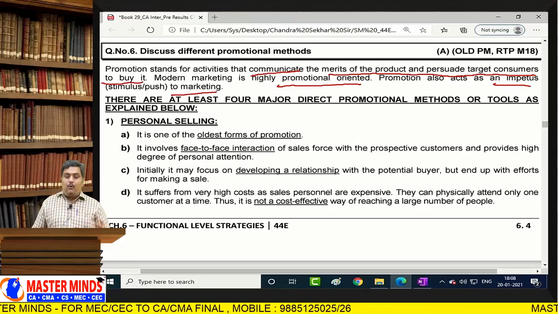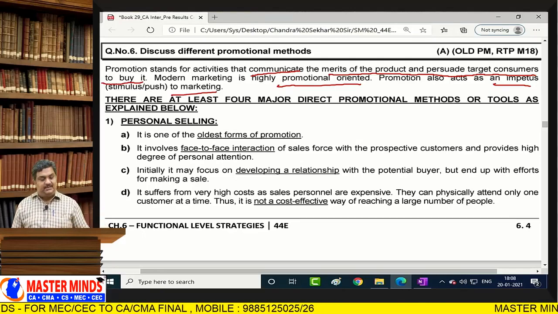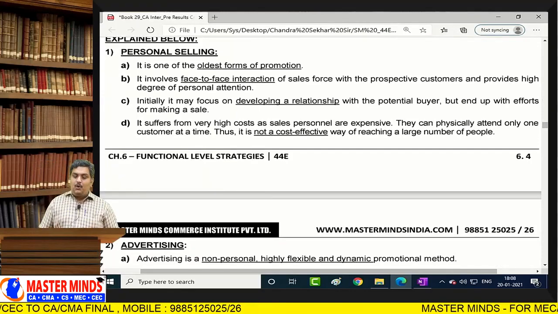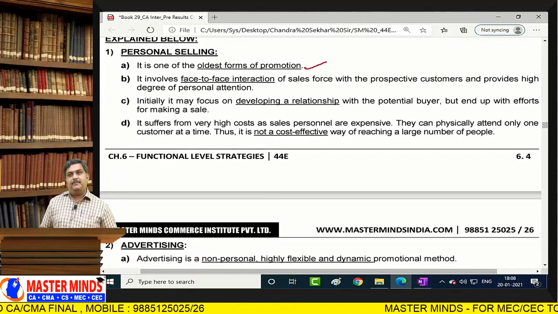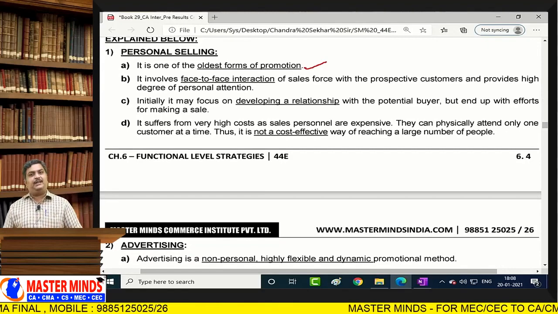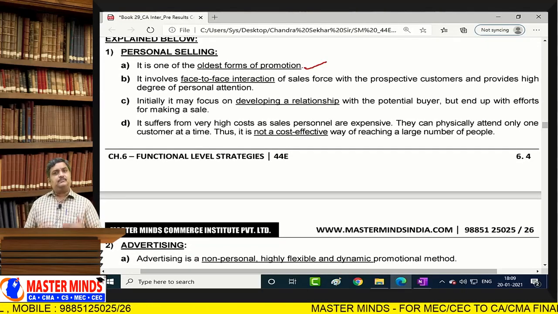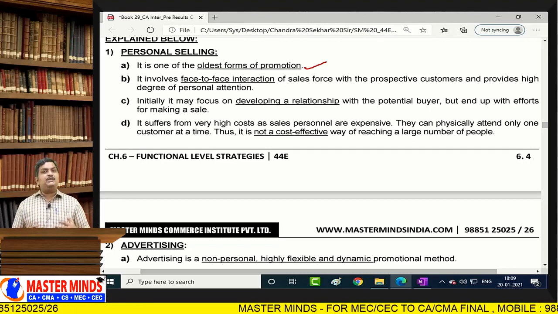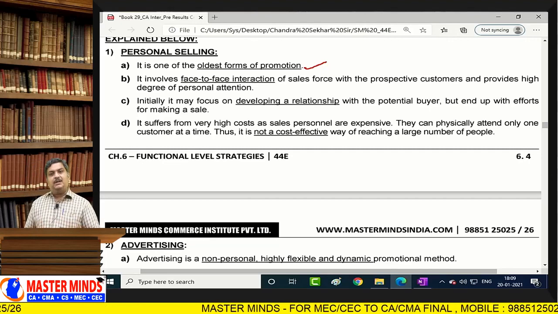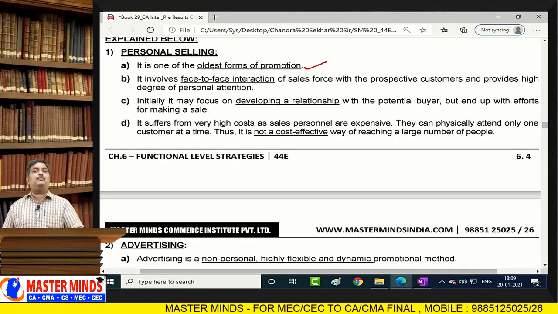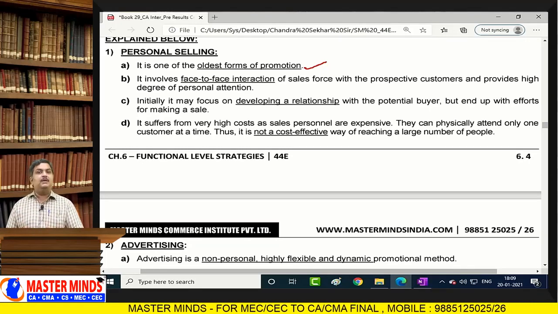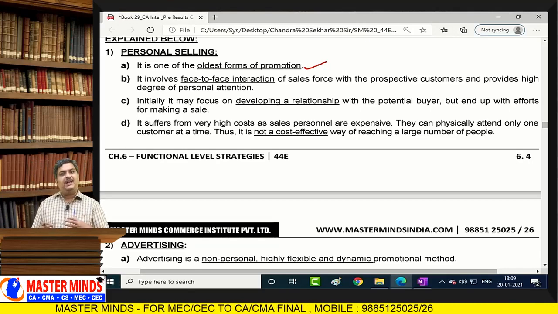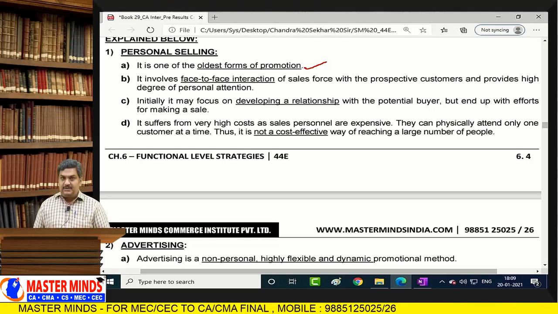And what are the 4 major direct promotional methods or tools? The first one is personal selling. It is the oldest form of promotion. Before the advent of mass media like newspapers, TV, radio, advertising and all, companies used to appoint some sales personnel and ask them to meet the prospective customers, convince them, persuade them and close the sale. That is the conventional way of dealing with the customers once upon a time, personal selling.